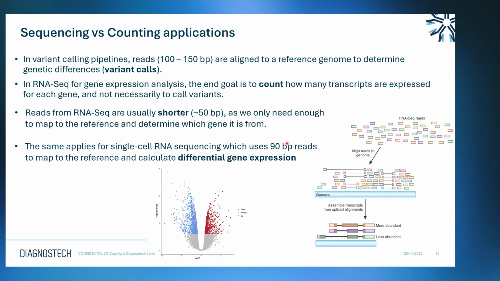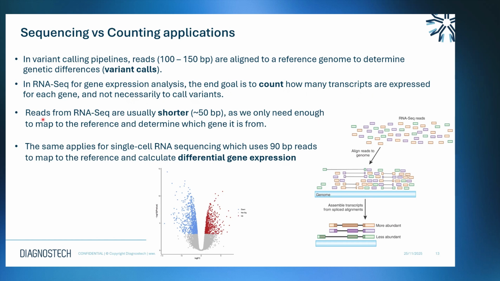And then just another differentiation I want to make between sequencing and what we call a counting application. So in traditional variant calling pipelines, we use reads of about 100 to 150 base pairs, and these are then aligned to a reference genome, and the goal here is to determine genetic differences. So we want to be able to call variants from those reads. But when you're doing RNA-seq for gene expression, the goal is slightly different. Now we want to be able to count how many transcripts are expressed for each of those genes. We don't really need to call variants in those reads.